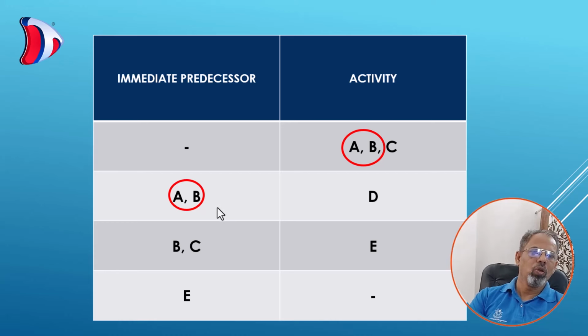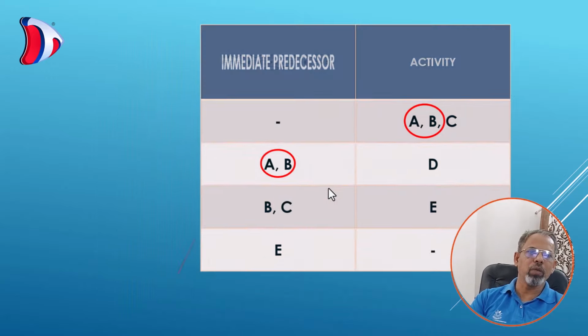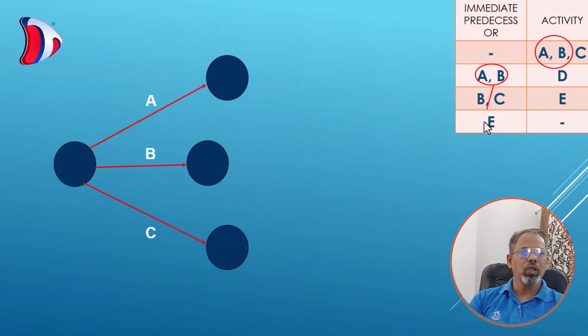Also, when we see the third row, there is E originating from a combination of B and C, though A, B, C are having no predecessor. So this also indicates that there is a possibility of dummy activity here. So let us try to draw the network diagram.